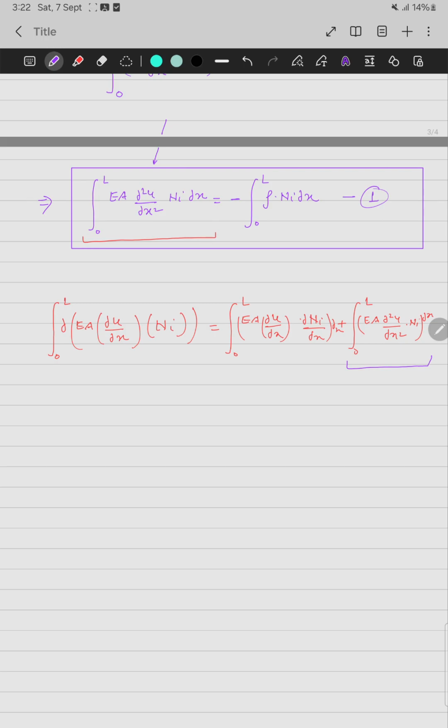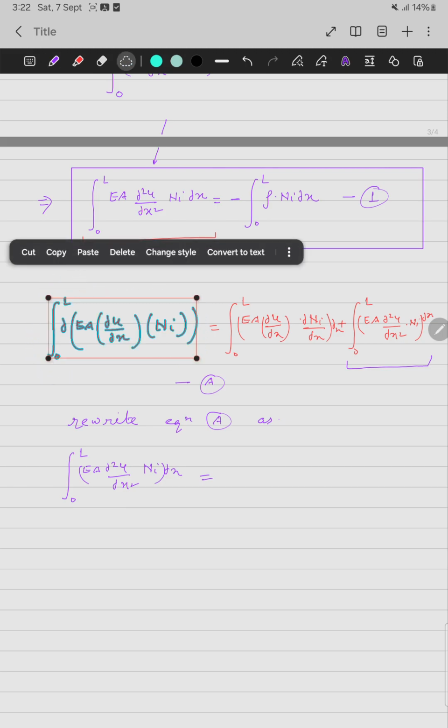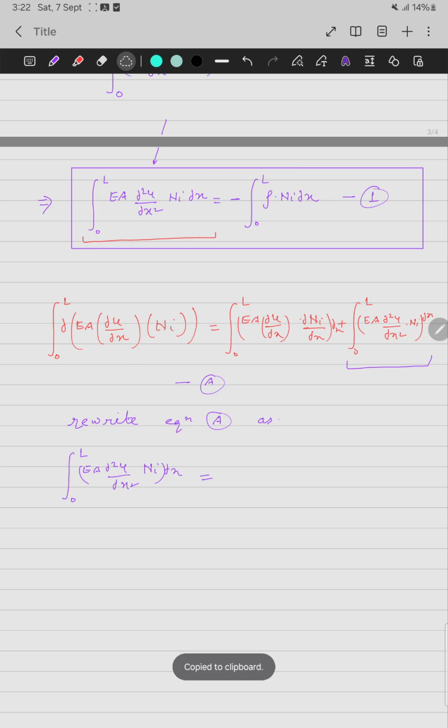Let's suppose the below equation is A. We can rewrite equation A as the integral from 0 to L of EA del 2u by del x2 times Ni dx equals this term. I'm just copying it and pasting it here.